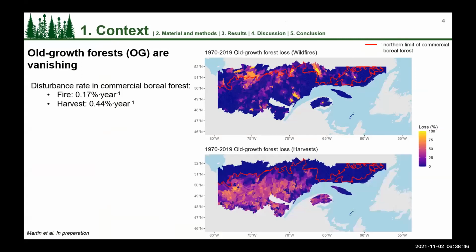In contrast, harvest represents a much higher disturbance rate located within larger areas of the commercial forest, creating a very strong loss and fragmentation of the forest, because the overall disturbance rate is way higher than that of fires. And so we need to better protect our forest to maintain its function and services.